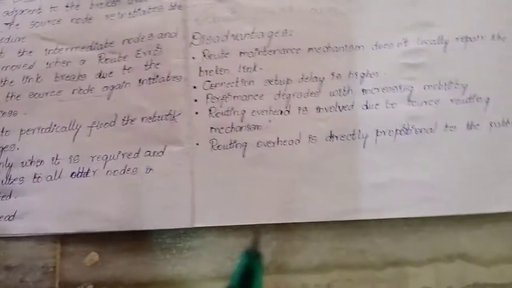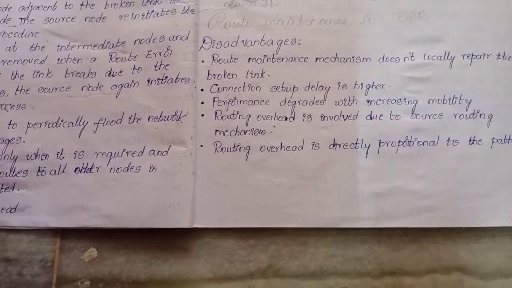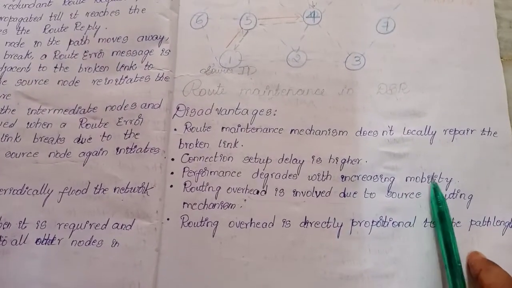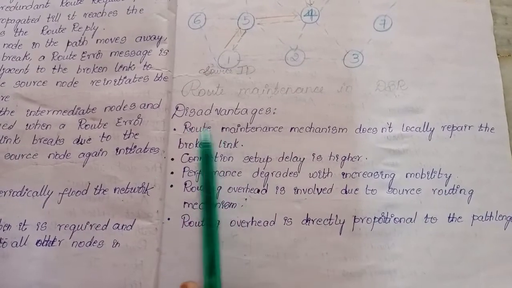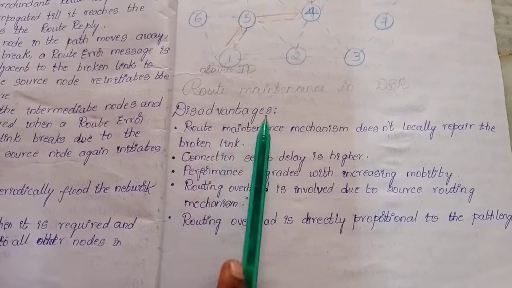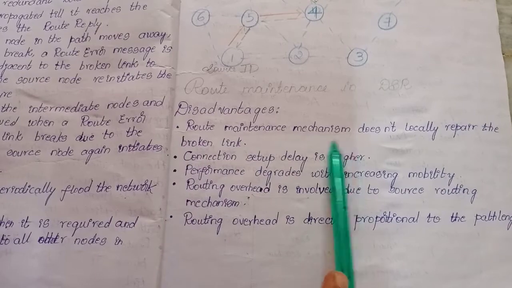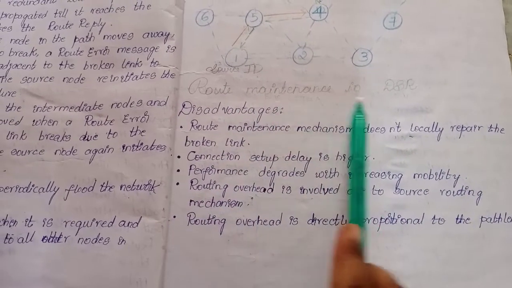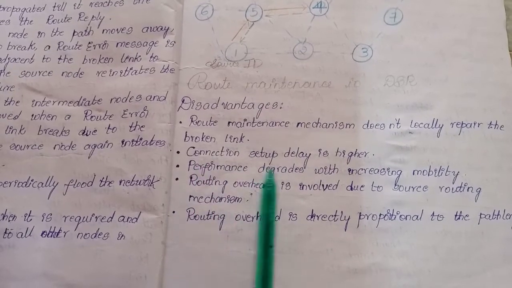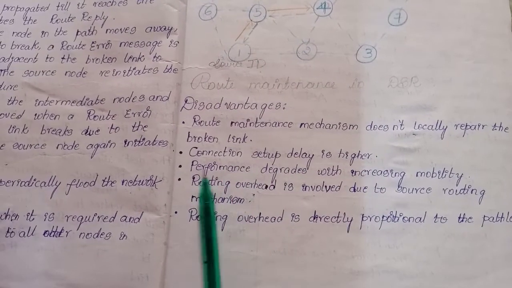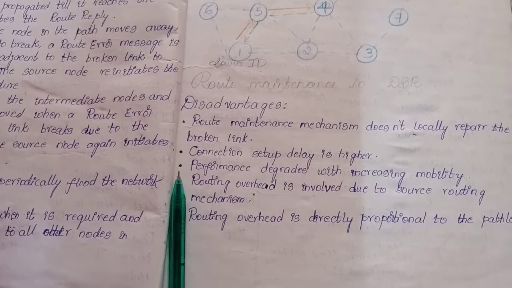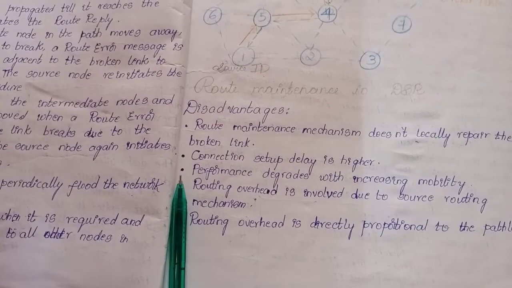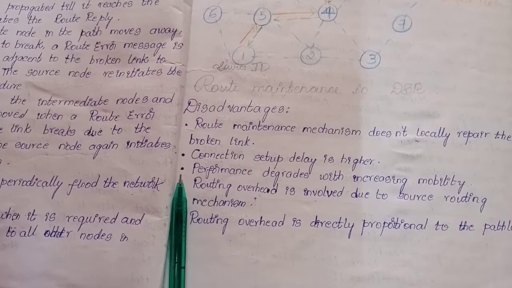And the disadvantages of this DSR protocol. Route maintenance mechanism does not locally repair the broken link, as we have seen in this example. Connection setup delay is higher, as we need to calculate the route on demand. We have this connection setup delay, which is not there in the table driven routing protocols.